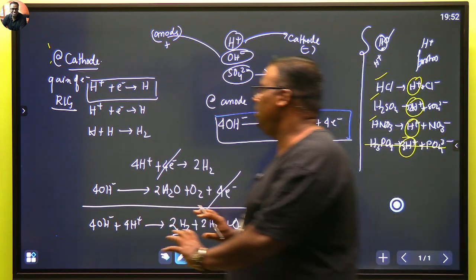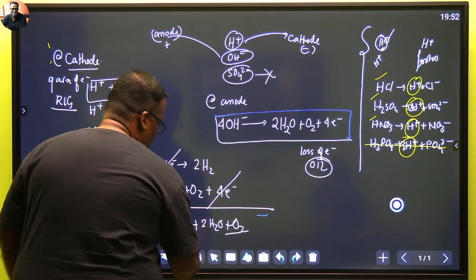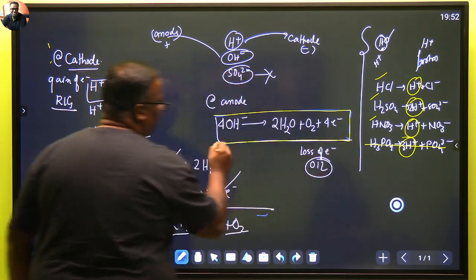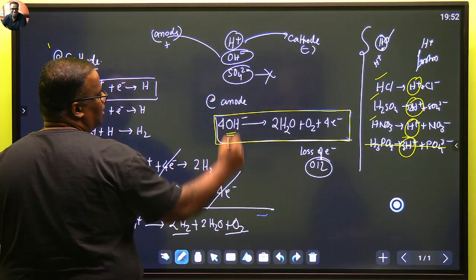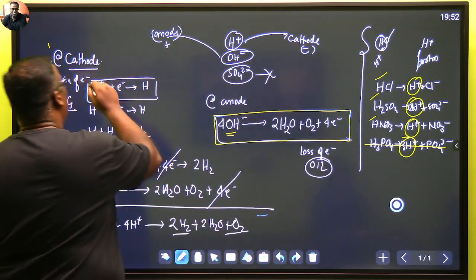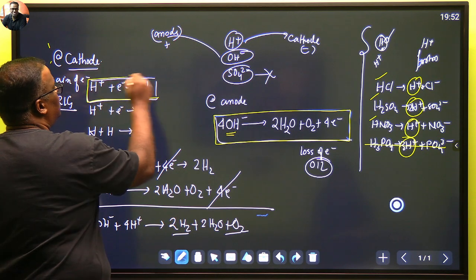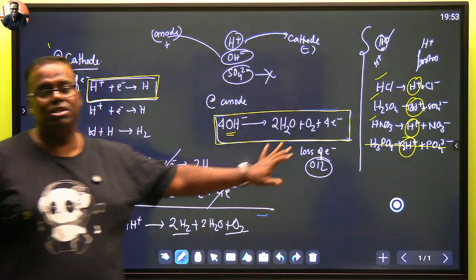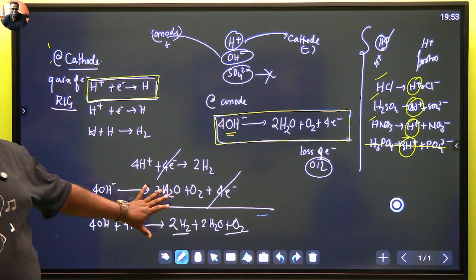This part they will not ask you, but this reaction is mandatory. You have to learn this. It will come up many times now. Whenever a hydroxide ion gets oxidized, this is the reaction. Whenever hydrogen gets reduced, this is the reaction. This is easy to remember. This is a little bit tough. Nobody will ask you this part.